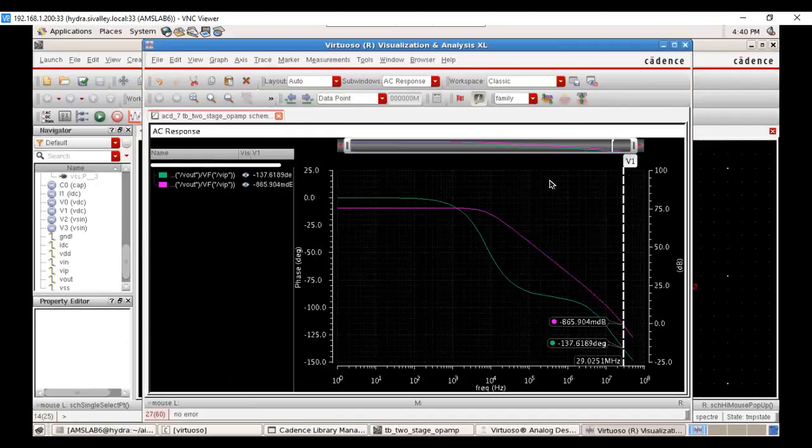One 137.6 means, let's say 137, in the sense it's 43 degree. It is 43 degree.